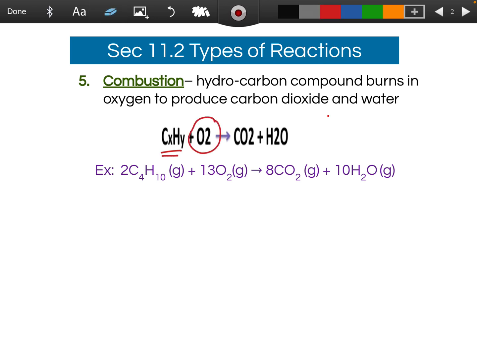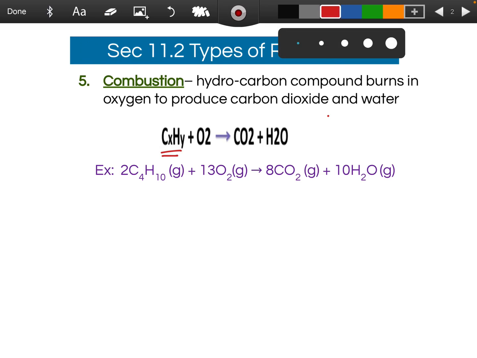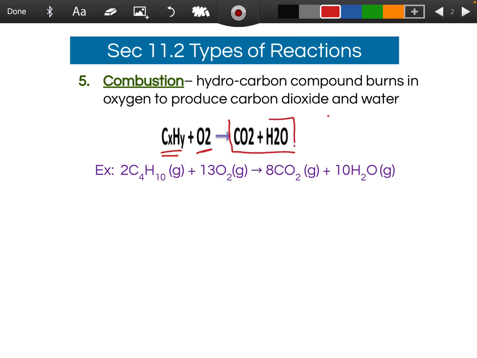Oxygen, remember, is O2. Fire needs oxygen to burn, so oxygen will always be one of the reactants. The nice thing about combustion reactions when you are trying to predict the products is that combustion reactions always form CO2 and H2O. So the products will always be the same. It's always carbon dioxide and water.